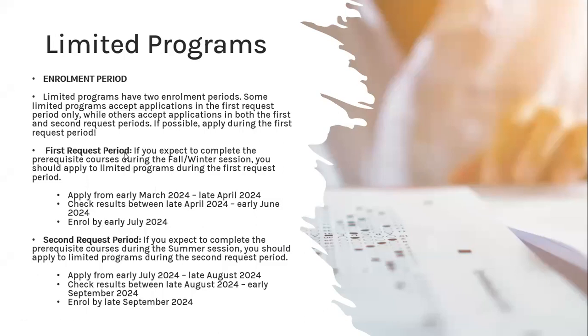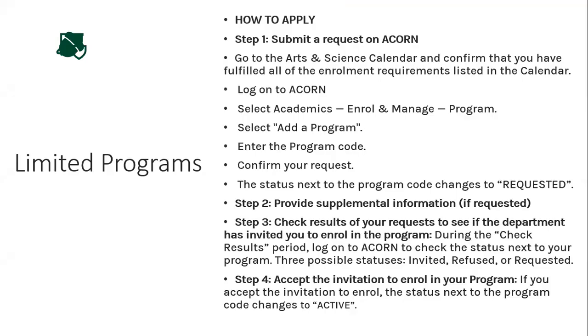Okay. All right. So we've gone over the limited programs and the enrollment period. So we're going to look at how to enroll in the limited programs on ACORN. Similar to the open programs, it will be the same process. However, instead of getting an active confirmation that you enrolled in the program, the status next to the program code will change to requested. So the students are expected to check the results to see if the department has invited you to enroll in the program.